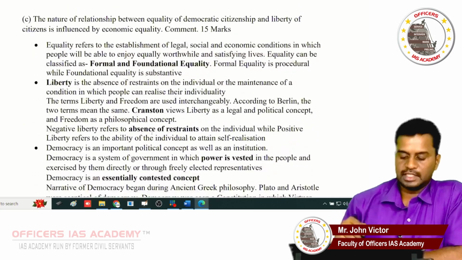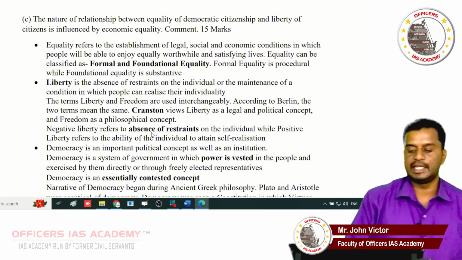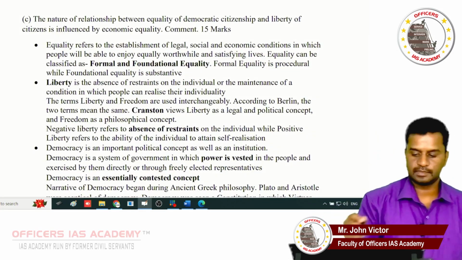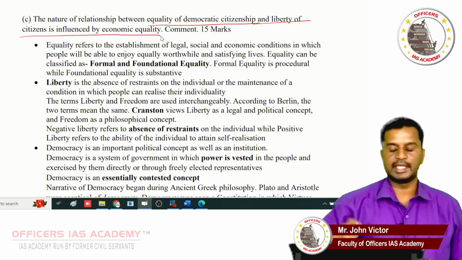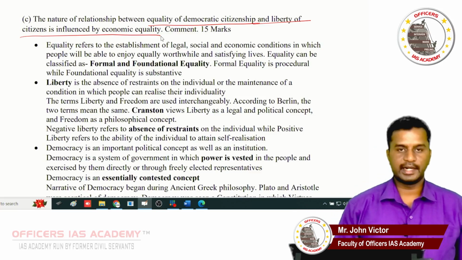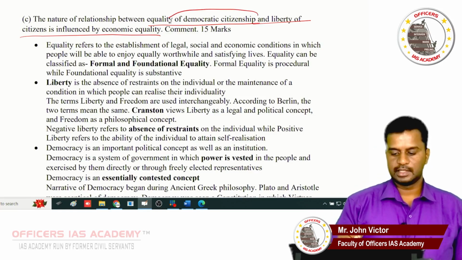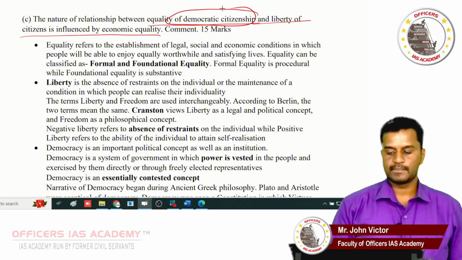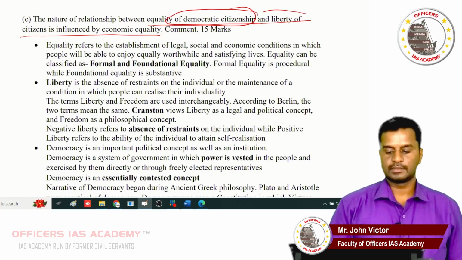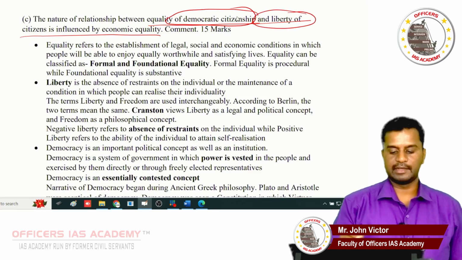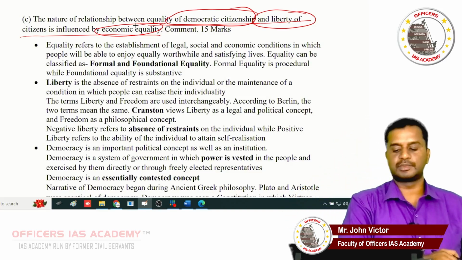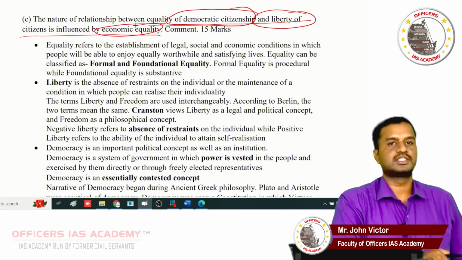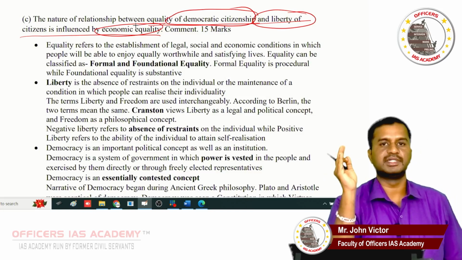Next question. C. Nature of relationship between equality of democratic citizenship and liberty of individuals is influenced by economic equality. We have to correlate the concepts democratic citizenship, liberty, and economic equality. Equality, democracy, liberty. These concepts should be discussed. Briefly explain the meanings of these concepts, and then you have to analyze the relationship. It's very simple.